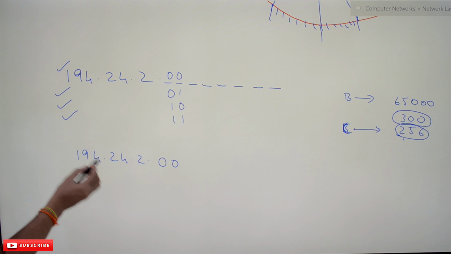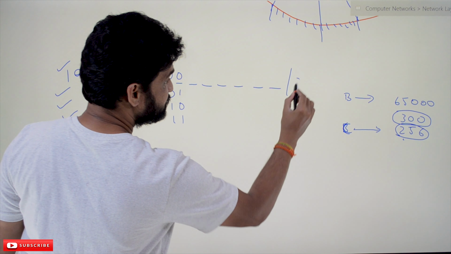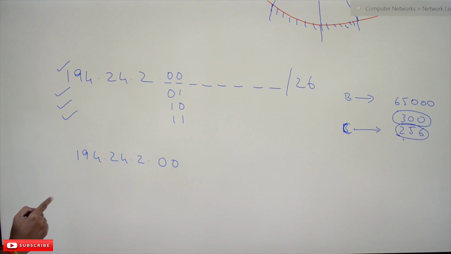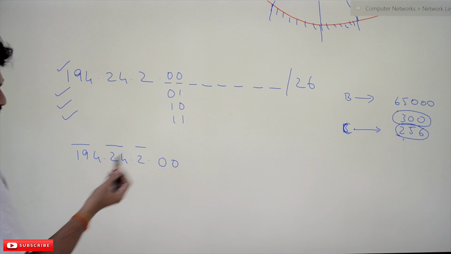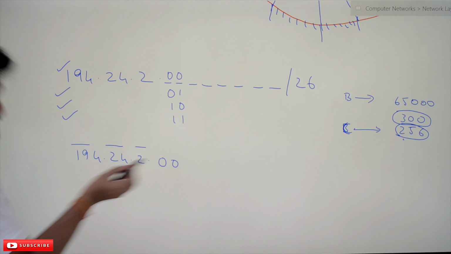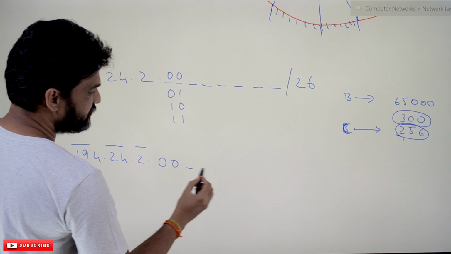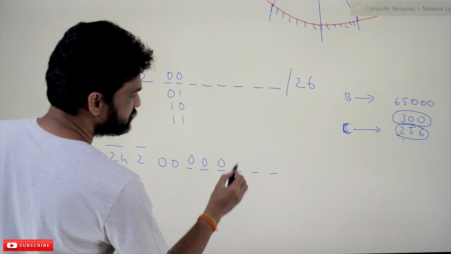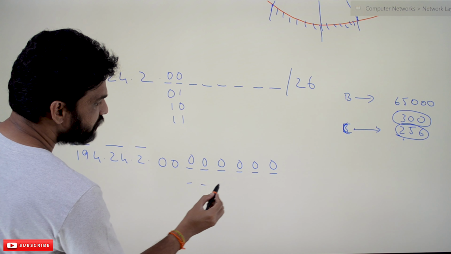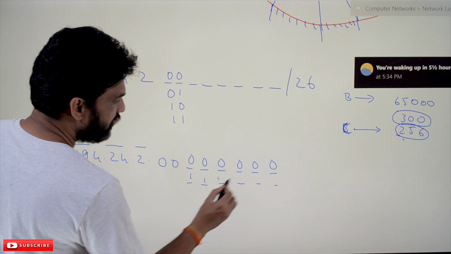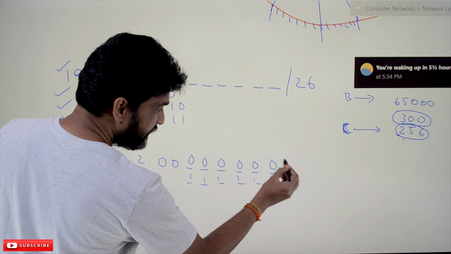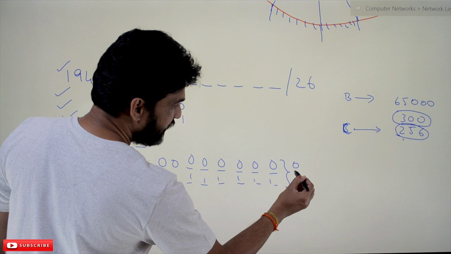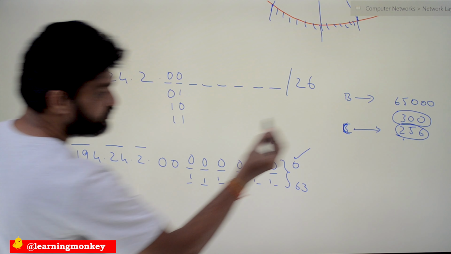194.24.2.00 is also used for network. I am stating that this is /26. Keep that in mind. So the 26 bits will be addressed for network. 8 bits, 8 bits, 8 bits, 24 bits plus 2. If it is 00, then the possibility is the remaining 6 bits, from 000000 to all ones. So the range of possibility is from 0 to 63, and the first IP address is going to be your network ID.